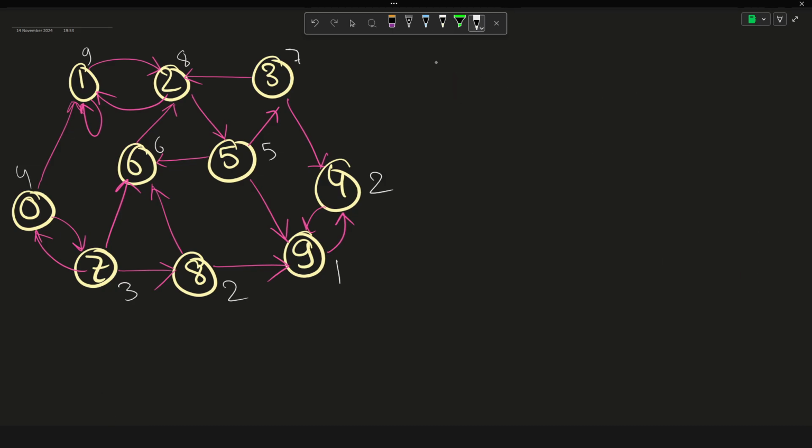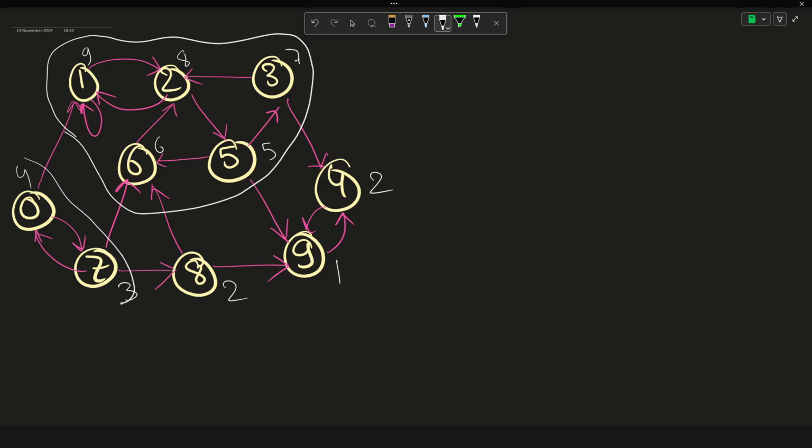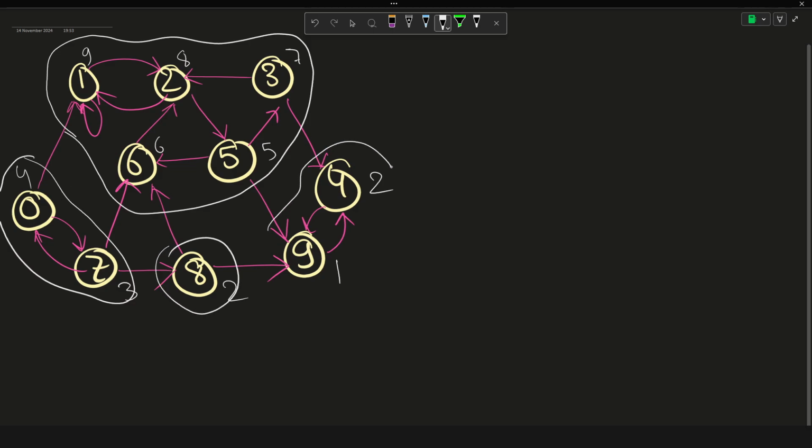So if you see carefully, then this can be regarded as a separate component based on some property. I will tell you what property. Similarly, this will be a separate component in itself. Similarly, this, and then this. So what common property do these 4 components hold together?